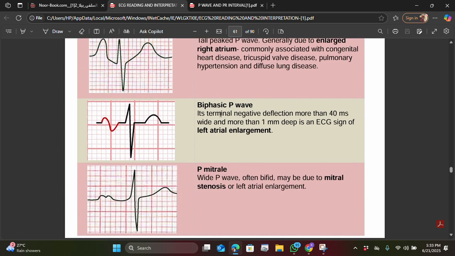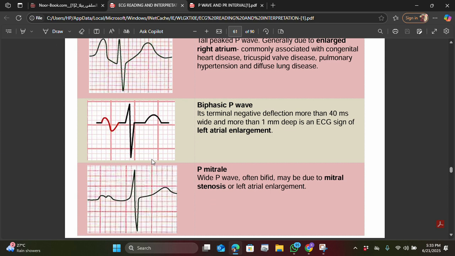Now, a biphasic P wave does not mean something is wrong. I don't want this to confuse you, because sometimes a biphasic P wave can be wider than the normal three small squares, and if it's actually wider, it is P mitral. I would not want to confuse you with the biphasic, because a biphasic P wave is actually normal in leads like V1, like I told you.